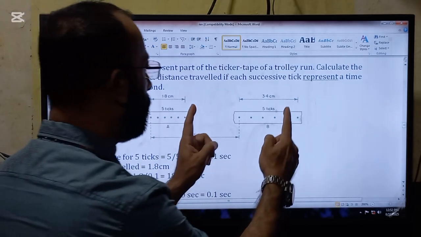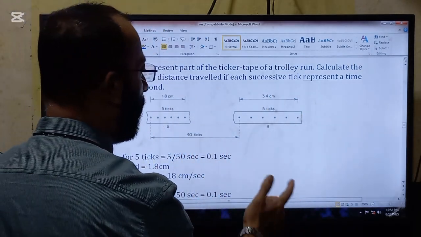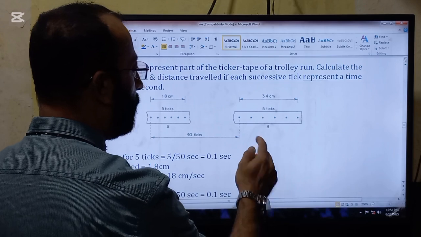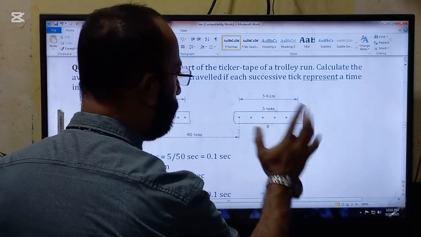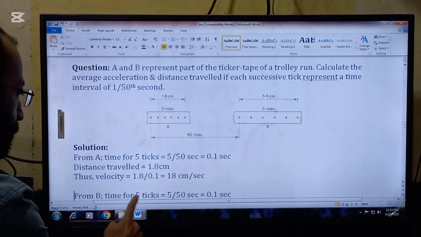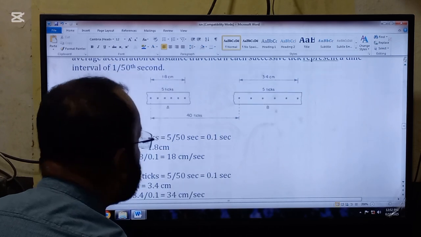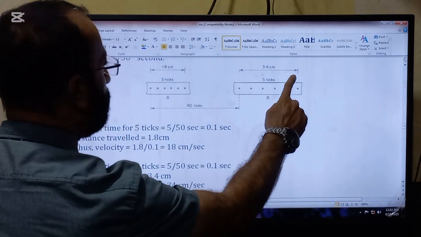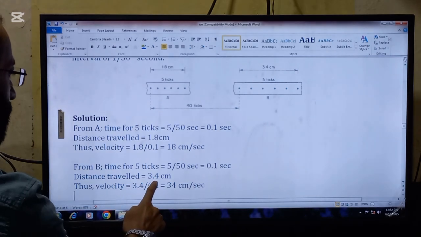Now we will find the velocity for the B portion. So again, we will find the time for 5 dots. So 1, 2, 3, 4, 5. So the process will be the same for B. Time for 5 ticks, 5/50 seconds. So 0.1 second. Distance is 3.4 centimeters for the B portion. Distance traveled is 3.4.